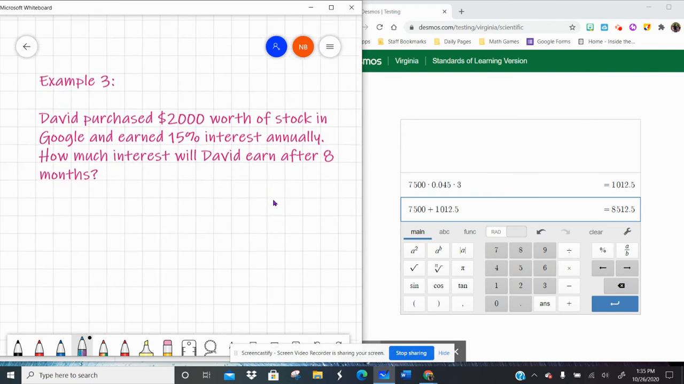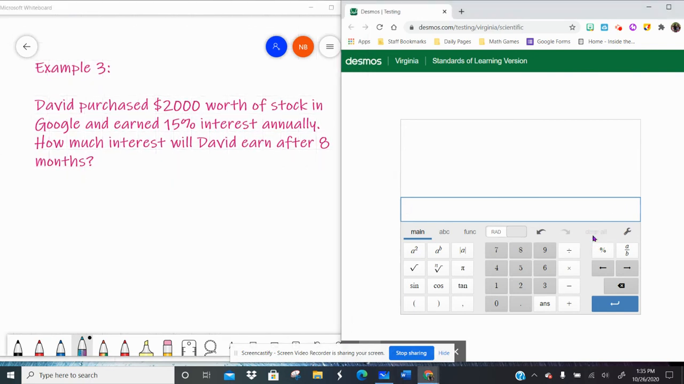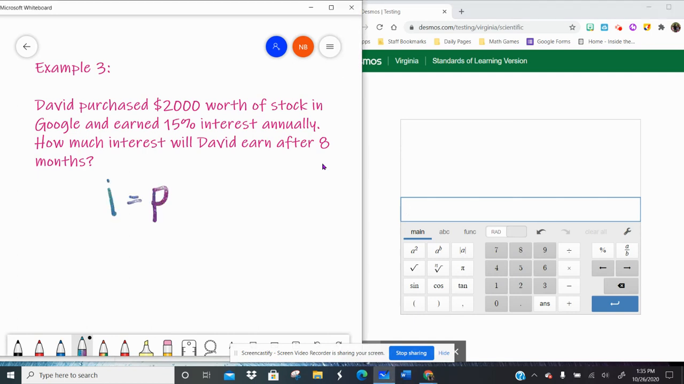All right, let's do one more. For this next one, it says David purchased $2,000 worth of stock in Google, and he earned 15% interest annually. How much interest will David earn after 8 months? Okay, they're going to try to throw us for a loop here. So let's look. Interest equals principal times rate times time. Again, 2,000 is principal, 15% is the rate, and 8 months is the time. So we can't multiply by 8. 8 would be 8 years. He's only invested so far for 8 months.